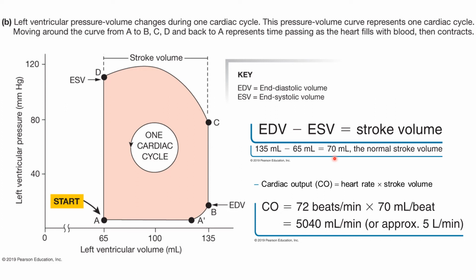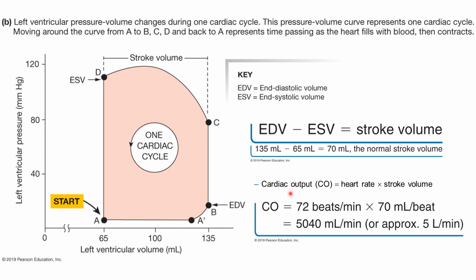So the stroke volume is the amount of blood pumped by your ventricle during a contraction, or with each beat. So you are right here. If your EDV is 135 and your ESV is 65 mils, then that means that with every ventricle contraction, your ventricle is pushing 70 mils of blood per beat.